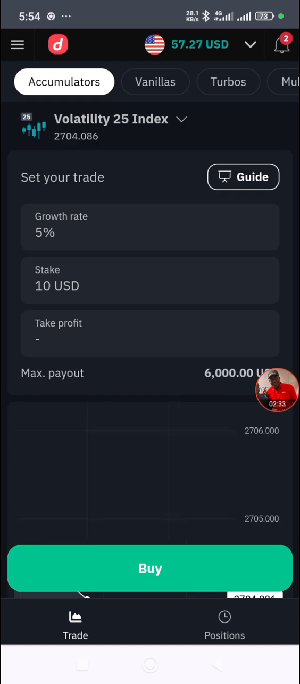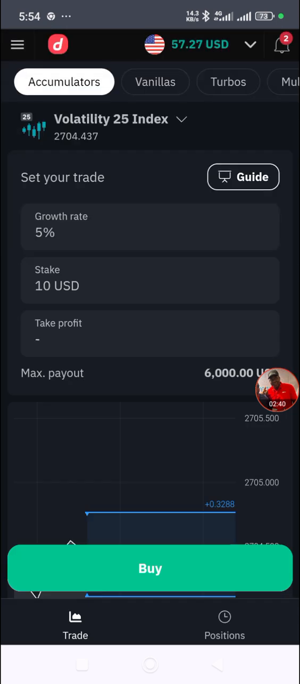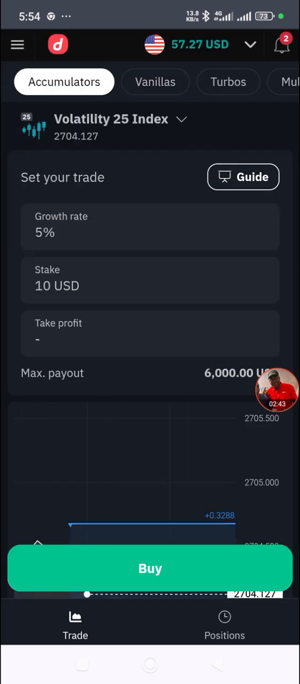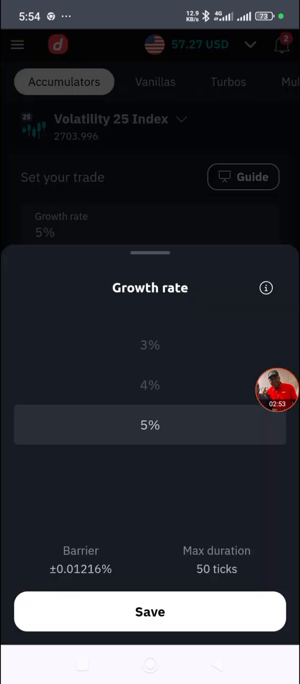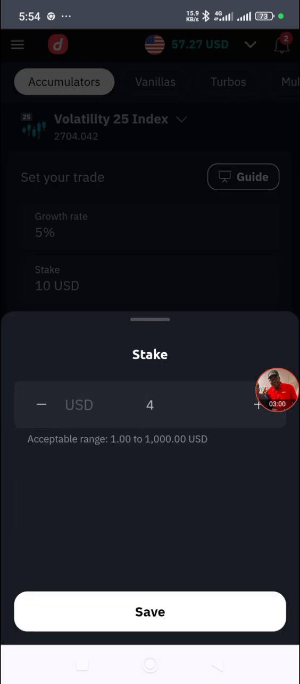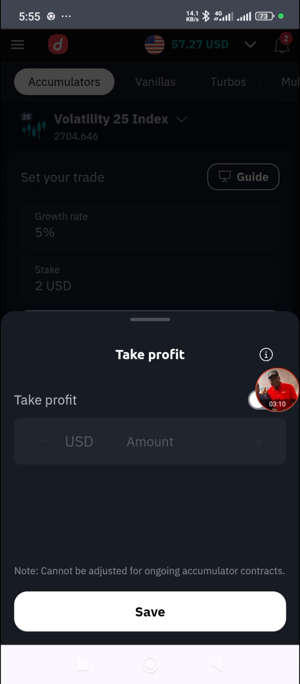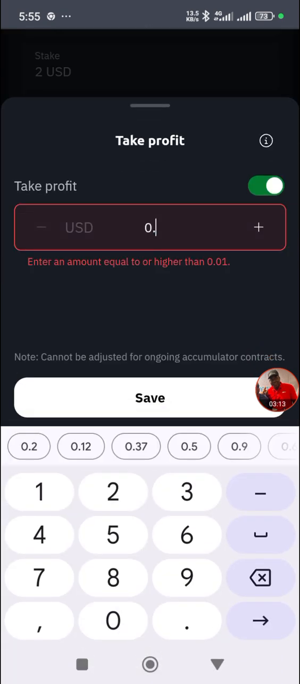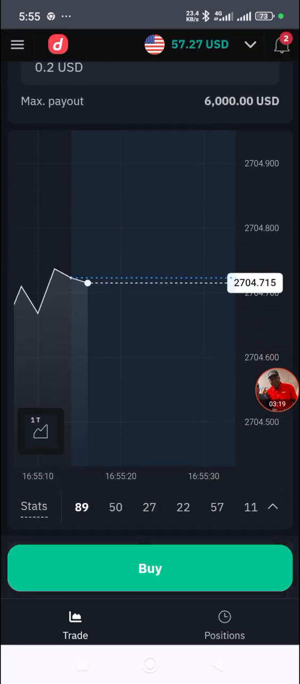Once you open up your Deriv Trader, accumulator is by default the first one. So you click on 25. Remember, the signal I taught you is valid for volatility 25. The very first step is very simple, I need you to understand this. You leave the growth rate at 5%. Don't change it. Save it. Your stake, let's say I want to use $2. I'll save it. You have to save it. Then take profit. What is 10% of $2? That's 20 cents. So I'll put 0.2 and save. It means my target is just 10%.